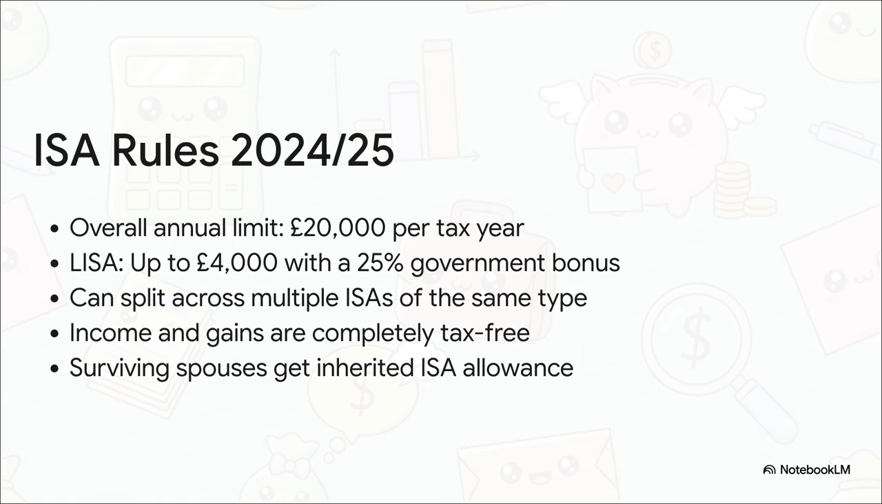So looking at individual savings accounts, the big overall limit is still £20,000 a year. But here's what's cool for 2024. You can now split that limit across multiple providers of the exact same ISA type in a single year.